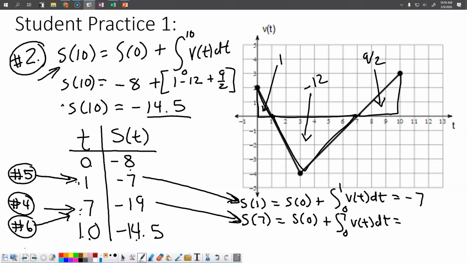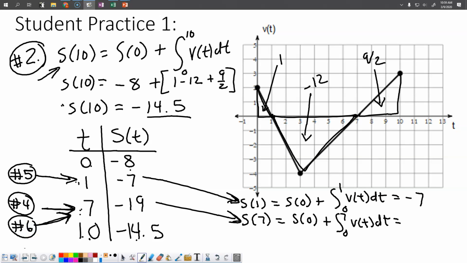So number 4 is asking when is the object farthest away from where it started? In other words, which of these numbers in this row are farthest away from my starting point, which is negative 8? And the answer is 19. So that means at t equals 7, it's farthest away from its original point. That's also the answer to number 6, which is when is the object lowest on the, or farthest to the left on the x-axis. So that would be the biggest negative number there, which is 19. So number 6 is also t equals 7.